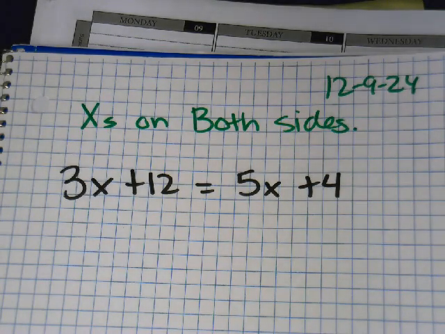There's a 3x here and there's a 5x here, all on opposite sides. So what do you think we're going to have to do? You solve it on both sides?